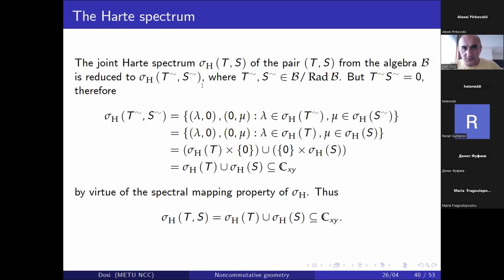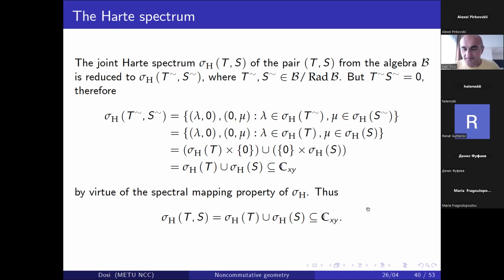Again, in that paper, you can prove that the Harte spectrum turns out to be invariant if you pass to the quotient with respect to the radical. But on the quotient, we have the property that T times S is 0. So you can calculate the Harte spectrum of the quotient. These are (lambda, 0) and (0, mu), with lambda from the spectrum of T and mu from the spectrum of S. Well, you can drop these classes because the spectrum remains invariant whenever you pass to the quotient modulo the radical. So eventually you get the union of the two spectra of T and S. So this union turns out to be the joint Harte spectrum. And that union is inside my quantum plane, C_XY.